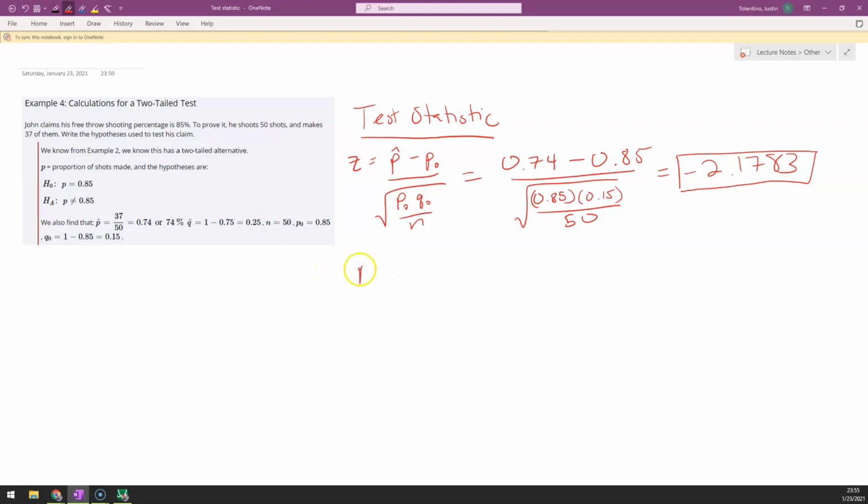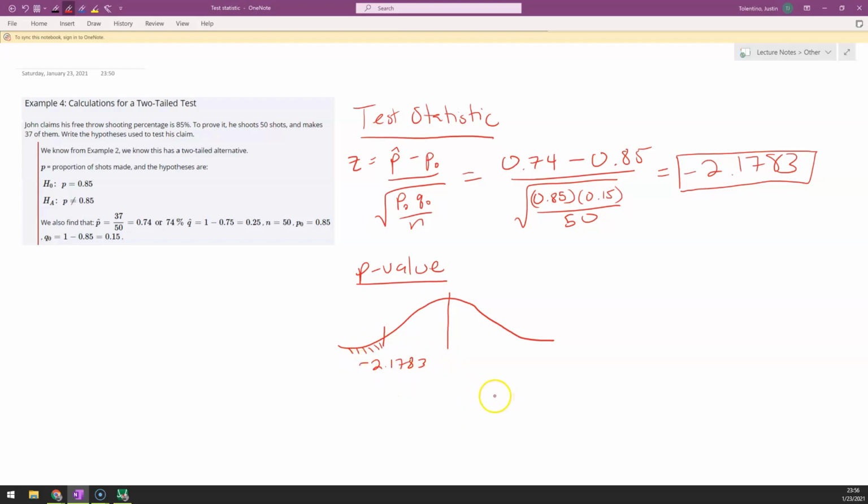So let's find out then the p-value. We found how far it was, but how likely is it to get something that far away? How likely is it for this data to get something as extreme as this data, assuming his claim of 85% is true? Well, this is just a matter of finding our probability using the normal distribution. We expected to see 85%, so that would be somewhere near the middle, but we got something that was 2.1783 standard deviations below the mean.